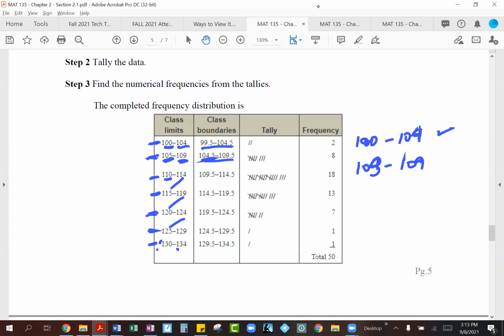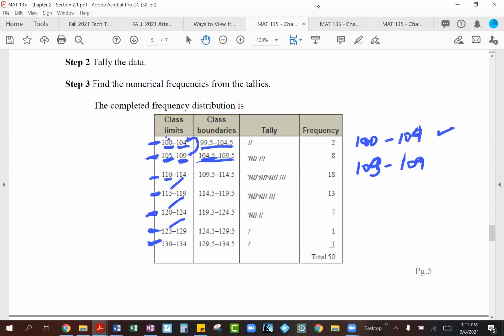So you're not really looking at the class width as going from lower to upper. You're not looking at the difference between 100 and 104. You're looking at the lower class limit from the first class to the second class, or second class to the third class. Or you can do it with the upper class limits also.